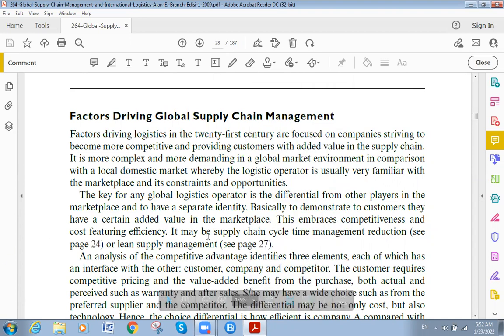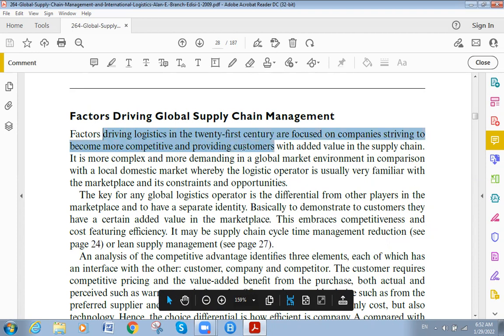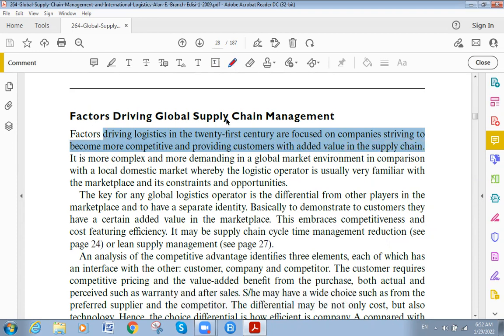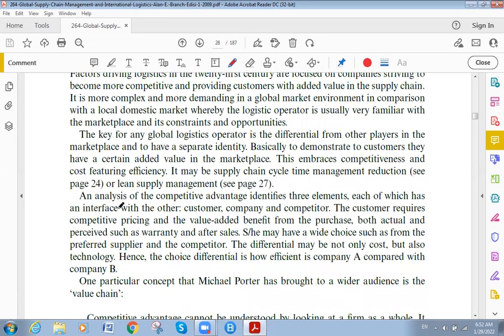Factors driving logistics in the 20th century are focused on companies striving to become more competitive and providing customers with added value in the supply chain. This is the main core. You are struggling to keep alive.